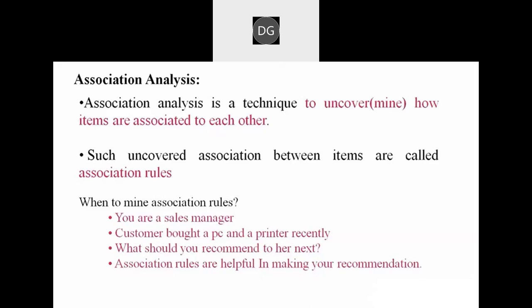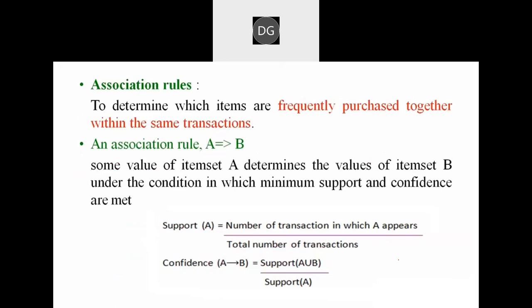So for all these questions, association rules will give you a proper recommendation. Association rules mean determining which items are frequently purchased together within the same transaction. Okay, the formula we have just seen, right? Support of A is the number of transactions in which A occurs divided by the total number of transactions. Support of A union B divided by support of A gives you the confidence value. So this is going to be my support value.